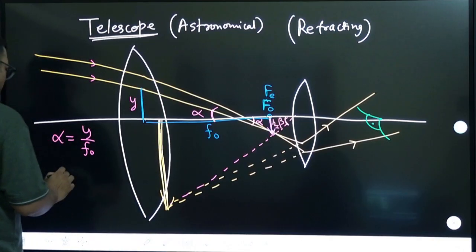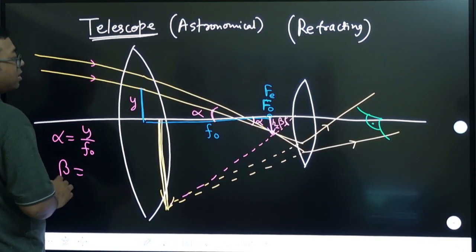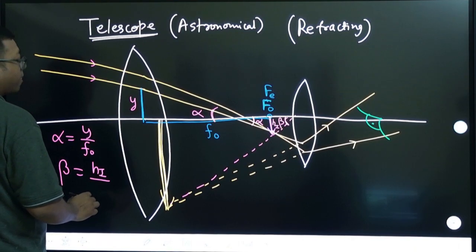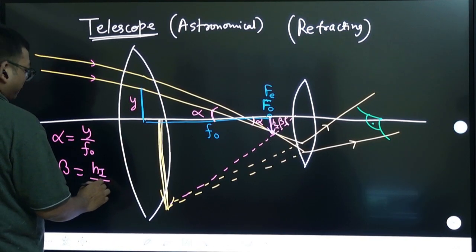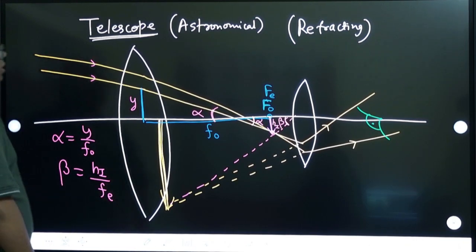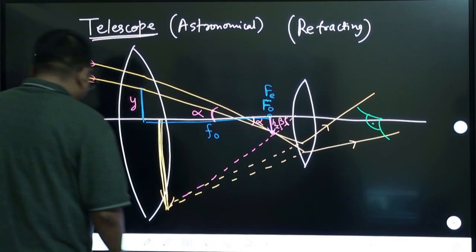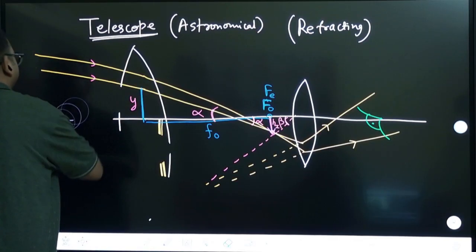Okay, so beta can be calculated as Hi by Fe. Alpha, beta. Right, that's what it is. But what is y here? I think that is what in NCERT they have done. We need to change the diagram. In NCERT they have not considered y itself. That's what it is. Okay.